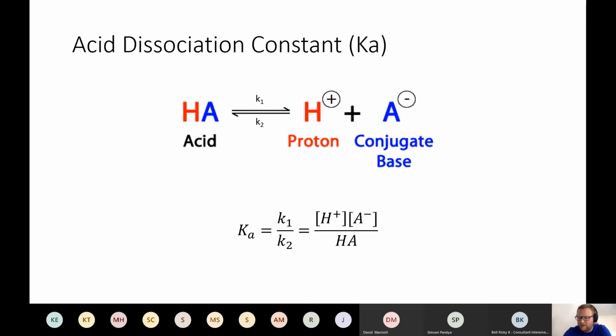For weak acids and bases, it's important to know how much you've got of each. The acid dissociation constant tells us the ratio of dissociated acid versus undissociated acid, so what percentage of the mixture you've got. This can be calculated in two ways: by dividing the rate of the forward reaction, K1, by the rate of the reverse reaction, K2, or by dividing your products over reactants.